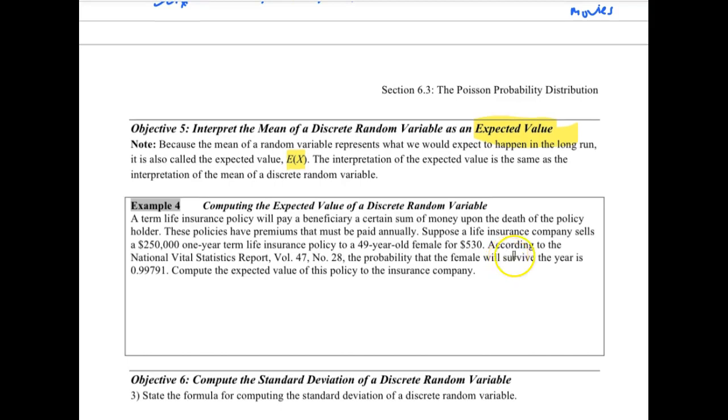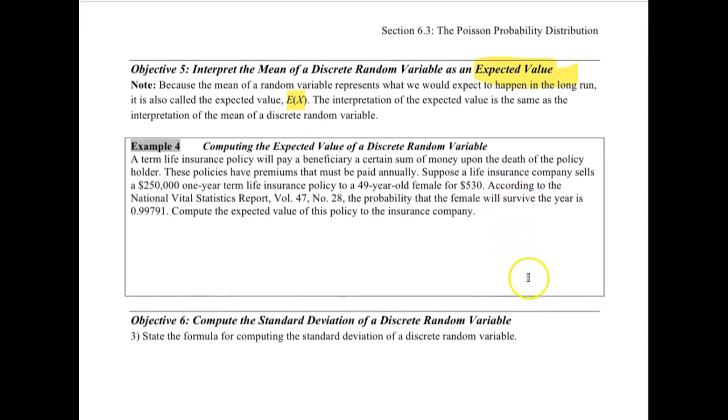Here's one more example to take a look at. Example 4, go ahead and read that real fast. Okay, now that you read it, let's set the situation. Let's take a look at the approach we'll take to solve this problem. It's a situation where insurance companies have to decide how much to sell insurance policies for, because in the end they're in the business to make money.